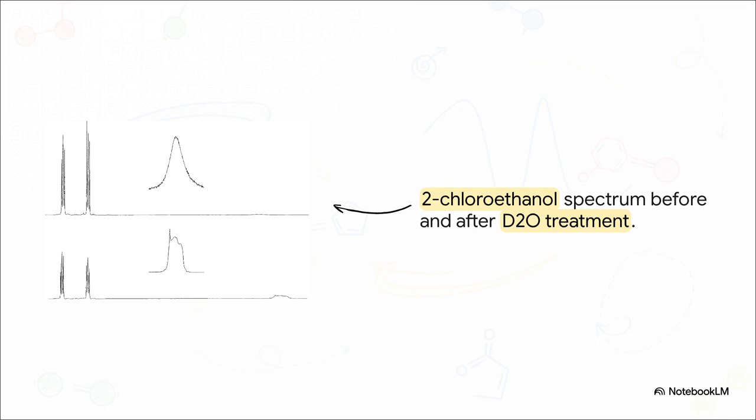And look what happens to the methylene groups. Without that partial coupling from the OH proton interfering, they instantly clean up into these nearly perfect, super easy-to-read first-order multiplets. It is such a brilliant way to simplify messy data.